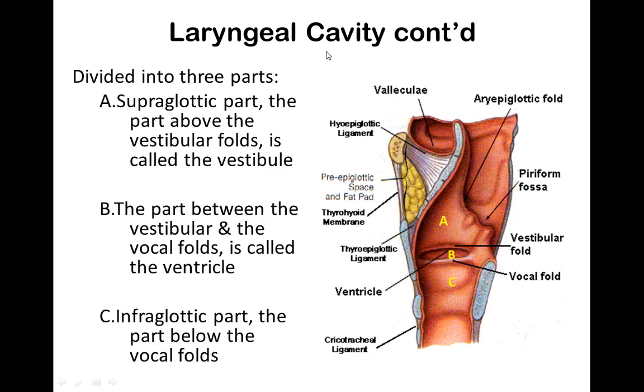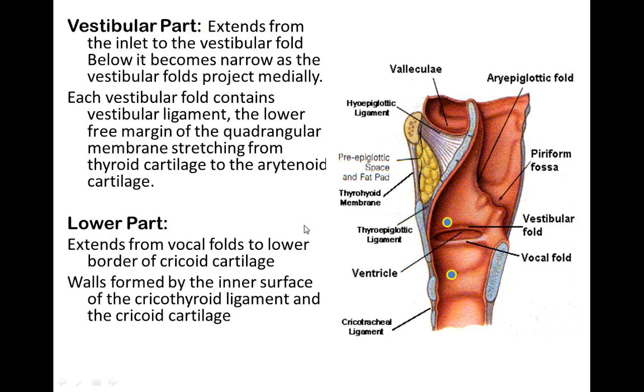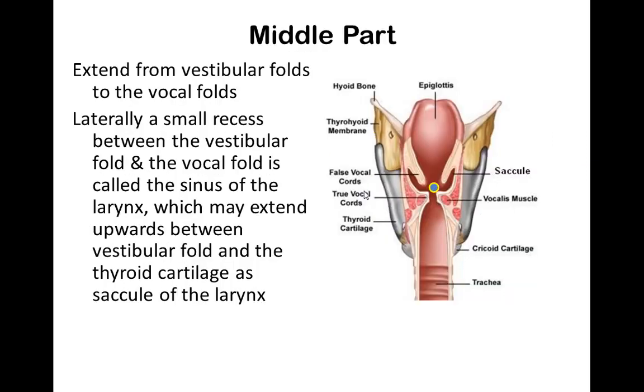So this cavity is divided into three parts: the supraglottic part, the ventricle, and the infraglottic part. So this is supraglottic and this is the infraglottic, and the part between the vestibular fold and the vocal fold is called the ventricle. So this is the ventricle here. This is the supraglottic part, and this is the infraglottic part. So this is the laryngeal cavity.